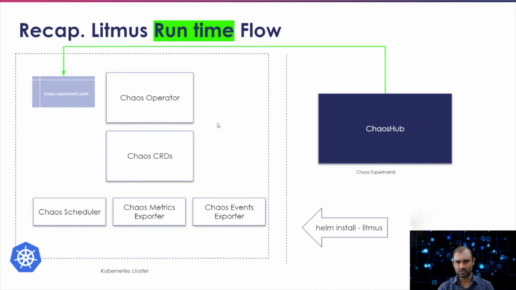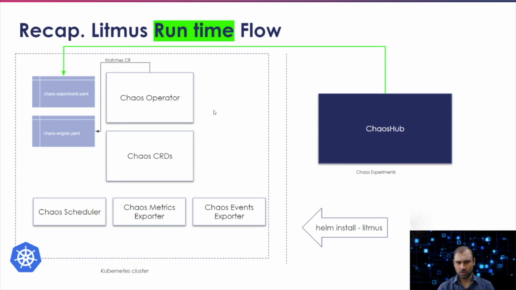Then you pull your experiments from the Chaos hub. They are available in the form of YAMLs. On the hub, you push them into the cluster as CRs. And after that, you're actually going to create the Chaos engine, which binds your application instance with this Chaos experiment.